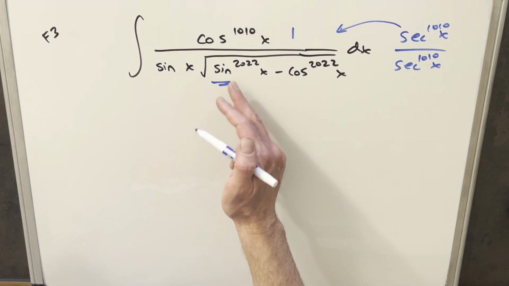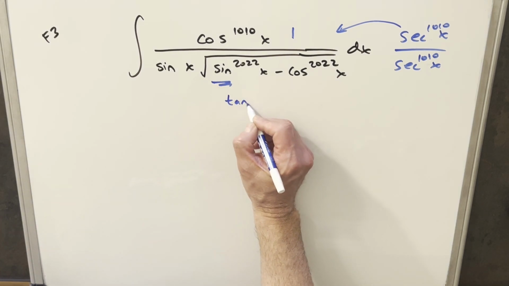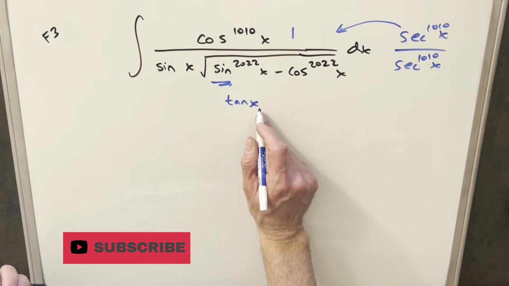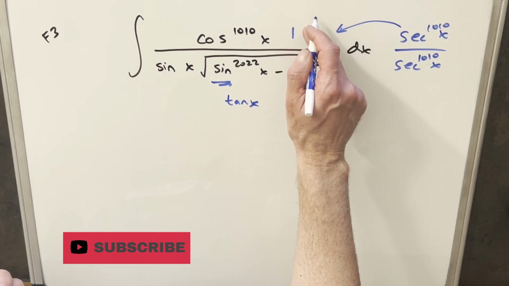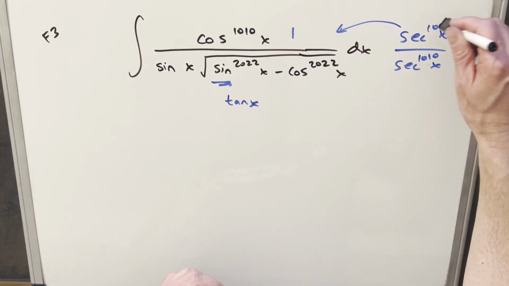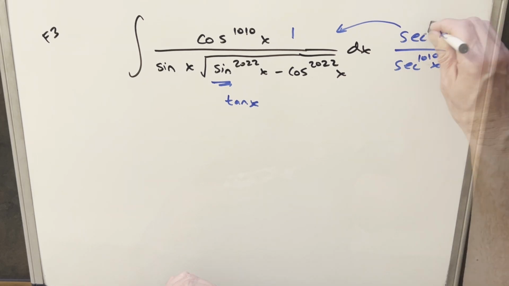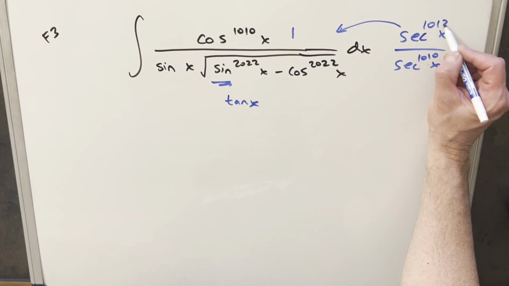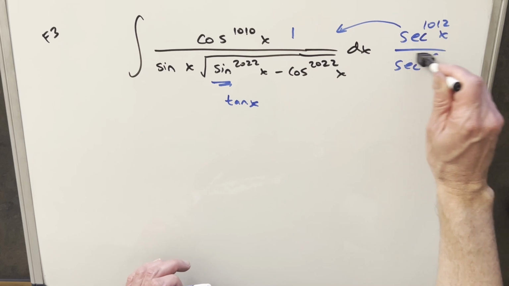But then what I realized is we're creating a tangent somewhere here in the denominator. Well, then we could do a u substitution if we had secant squared in the numerator. So in order to get a secant squared, I don't need 1010 here. What I'm going to need is this here to be 1012. And then I'll change this to 1012.